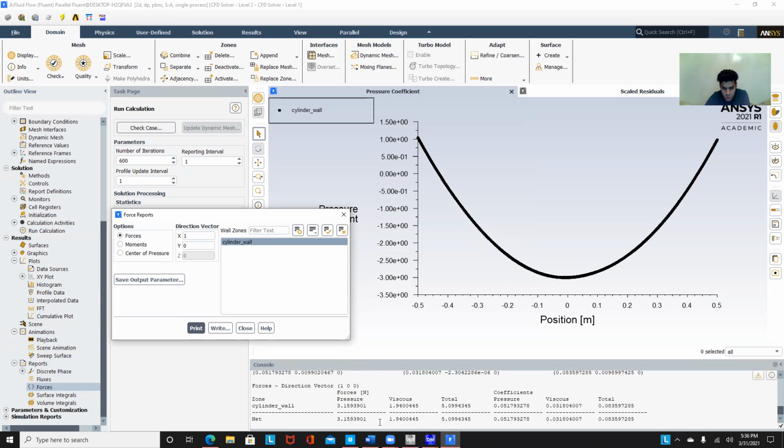So this is the total drag force, and this is your total drag coefficient. For our lift coefficient, our x should be 0, our y should be 1, print, and we can look at our total lift force and our total lift coefficient.